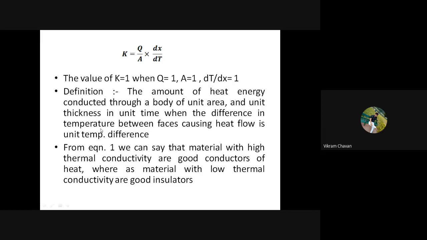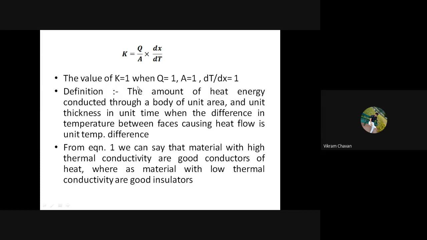What does this definition interpret? When k is equal to q, when A is equal to 1 and dT divided by dx is equal to 1, at that time the k value will be equal to the q value.